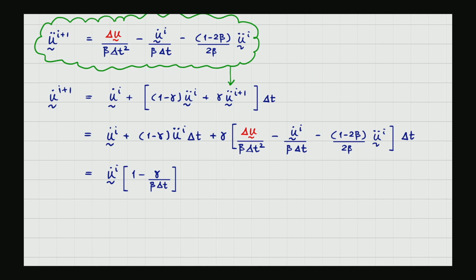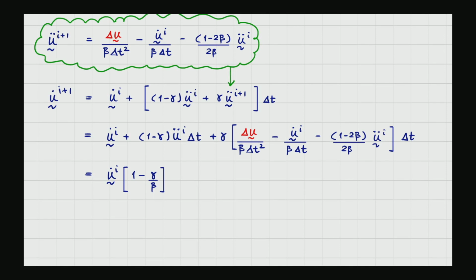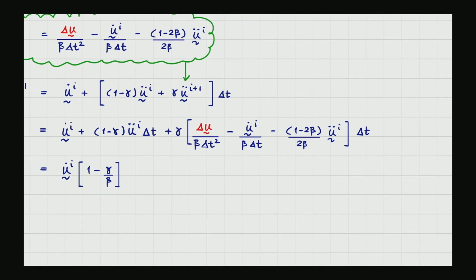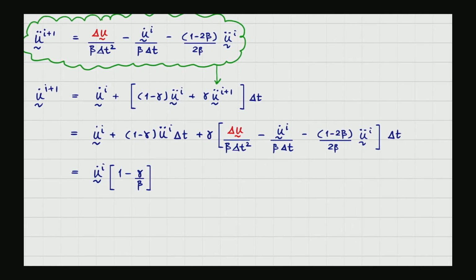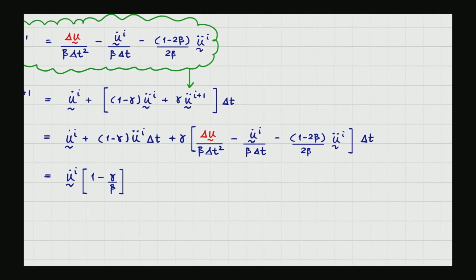Well, I complain too much. U dot I, 1 minus this term. I have to cancel the delta t out. So gamma over beta, and delta t cancels out, so it's going to look like this. Okay, here we go. Right, now one is done. Next, the delta u can be taken out, so the delta u will be taken out right away.